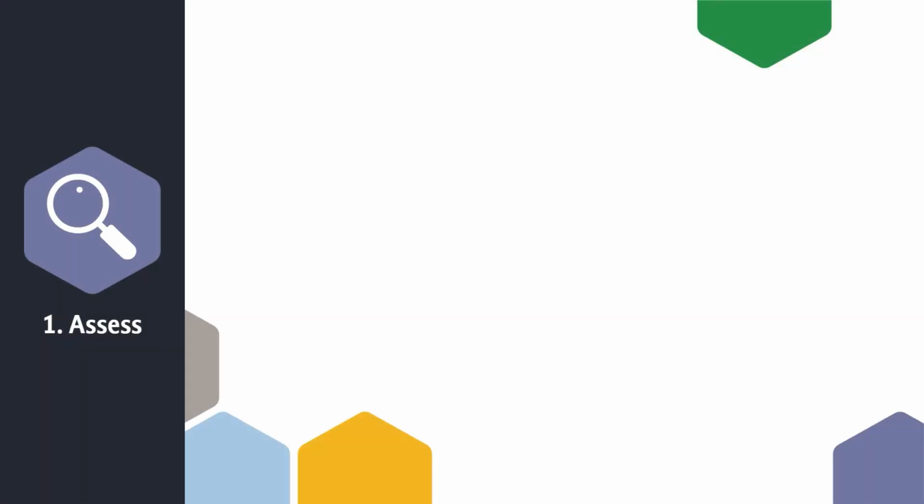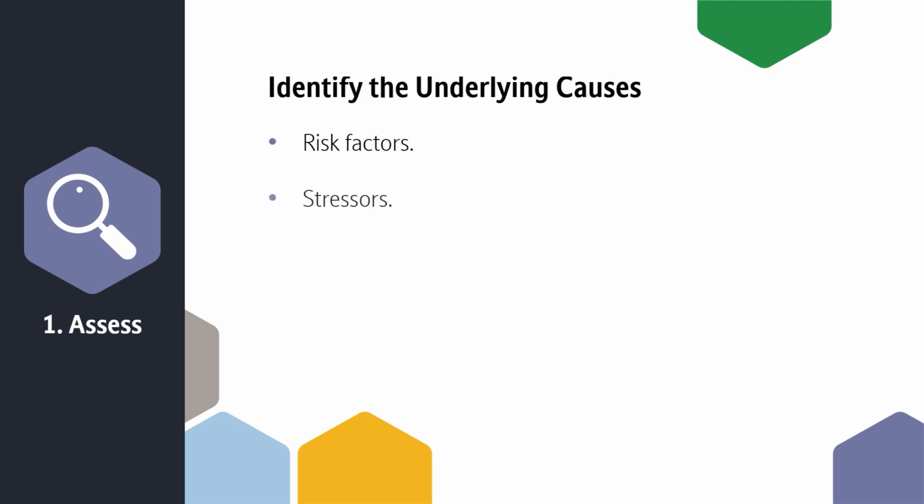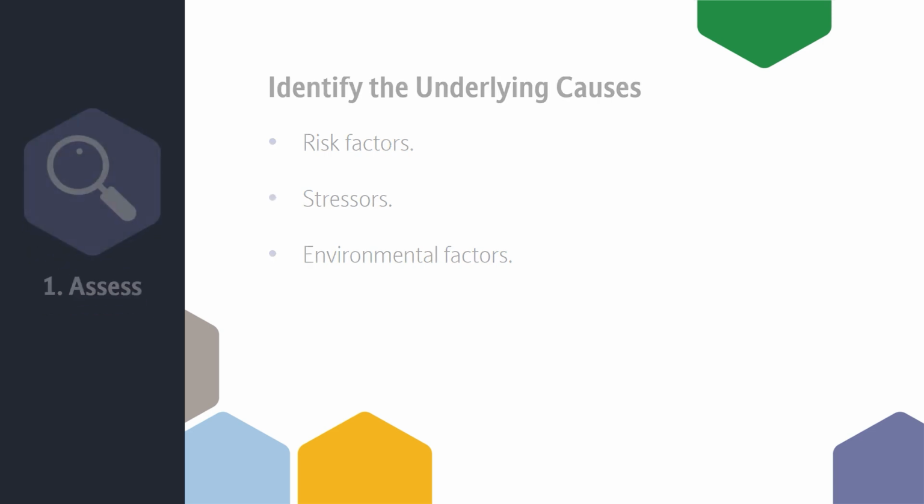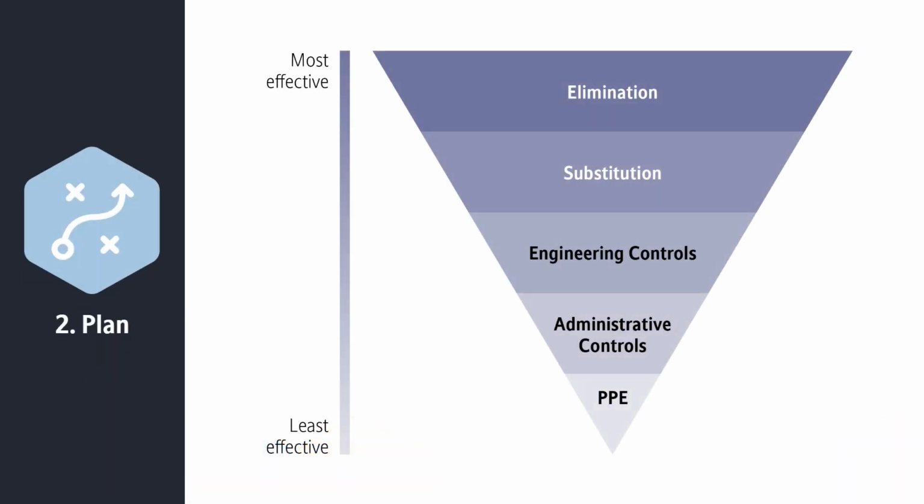Danny completes the assess step by identifying the underlying causes. They think about how the risk factors, stressors, and environmental factors they have identified relate to the task and Mrs. Nichols' behavior. They wonder if waiting a long time for help and feeling tired are stressors for her. Once the assessment is complete, Danny moves on to the second step, plan.